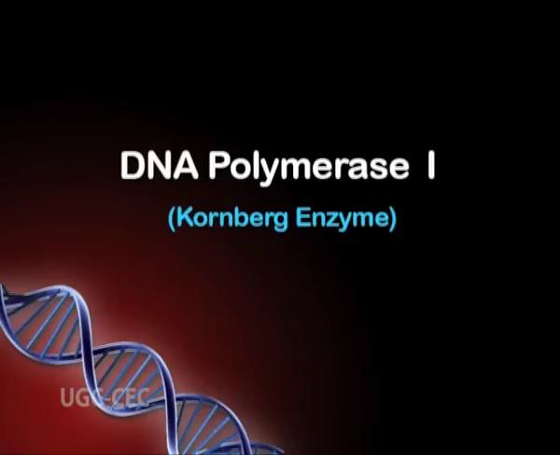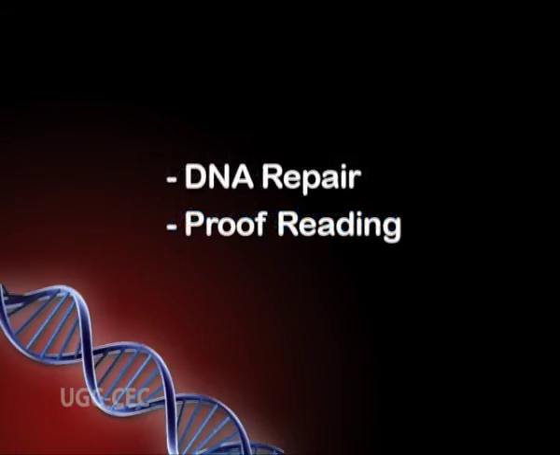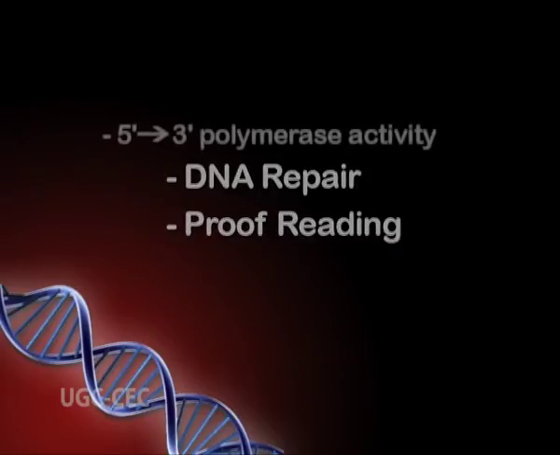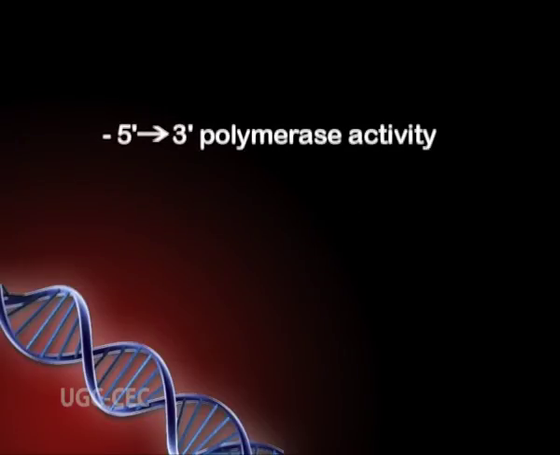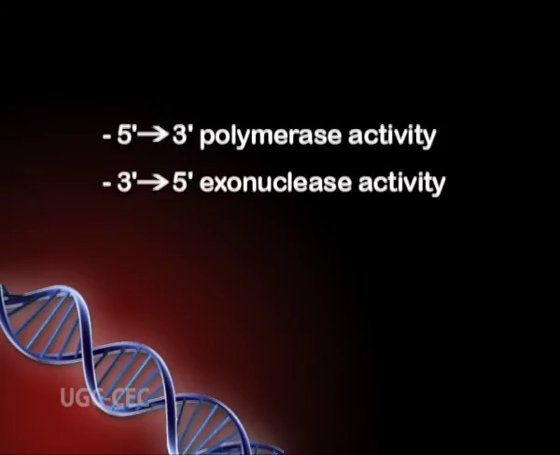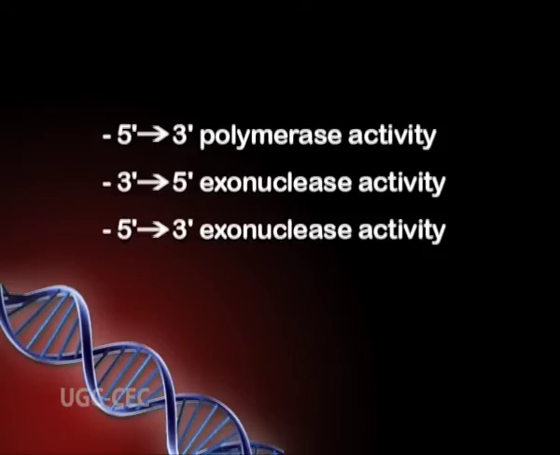DNA Polymerase I, also known as Kornberg's enzyme. This enzyme is involved in DNA repair and proofreading. It has 5' to 3' polymerase activity and 3' to 5' exonuclease activity called proofreading, as well as 5' to 3' exonuclease activity.